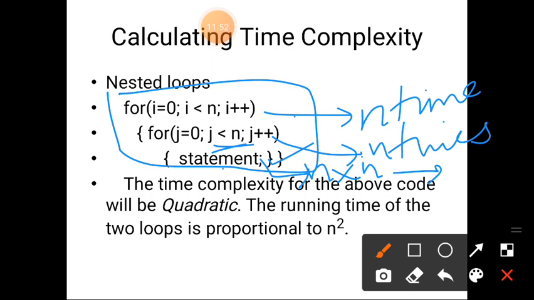So in total here it is n square, n into n, that is n square. So it is in the order of quadratic. So the time complexity of this one is quadratic. So the running time of the two loops is proportional to n square.